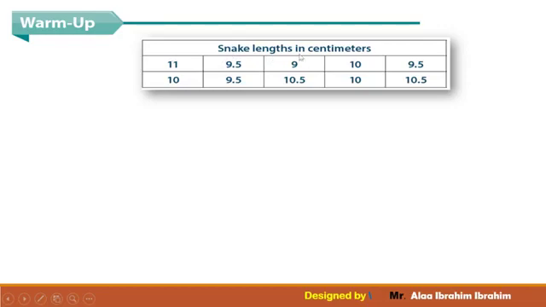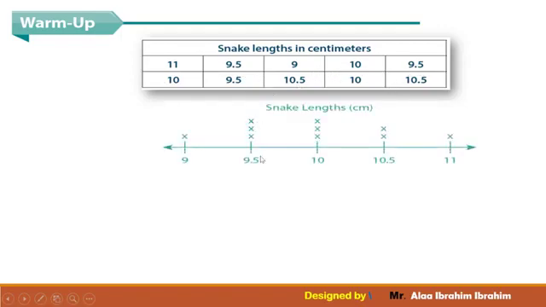I have an example of the length of a snake in centimeters, with lengths 11, 9.5, 9, 10, 9.5, and many more things. So I have to put the number line. You find every number here. If we make it increasing by 0.5 it will be good, like 9, 9.5, 10, 10.5 and 11. So we have to count how many of each we have here. I found just one.